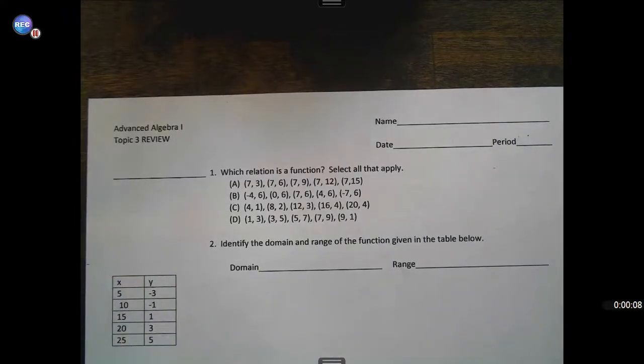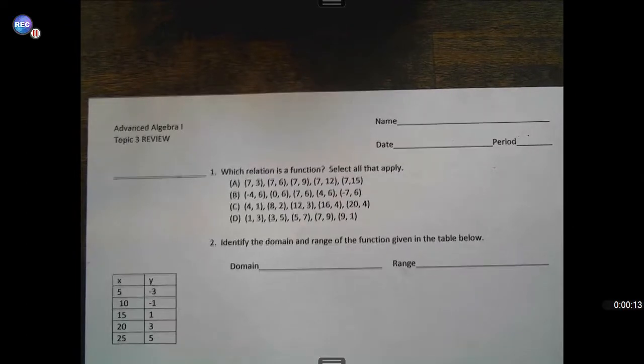This is Advanced Algebra 1, the Topic 3 review worksheet for the test that we have coming up.